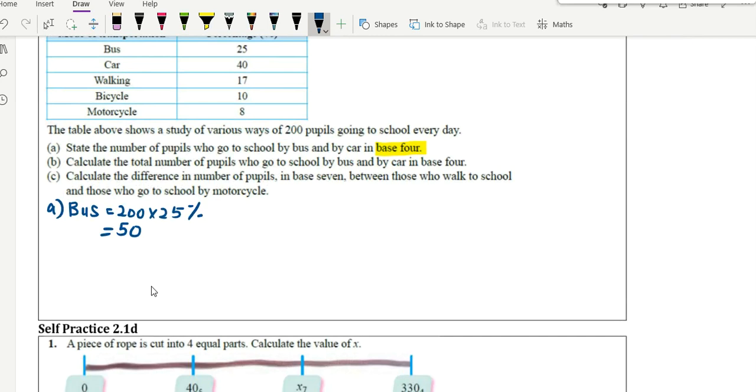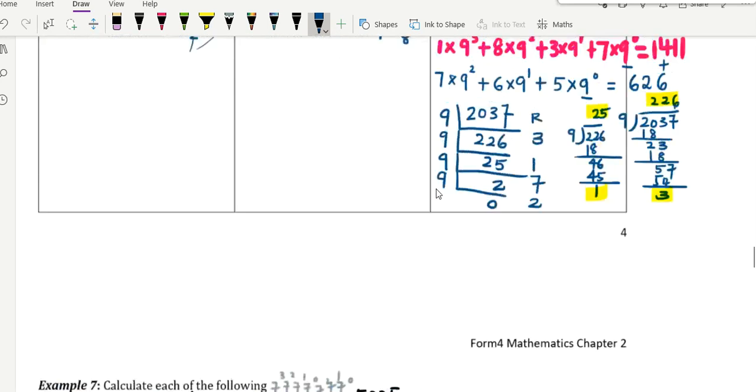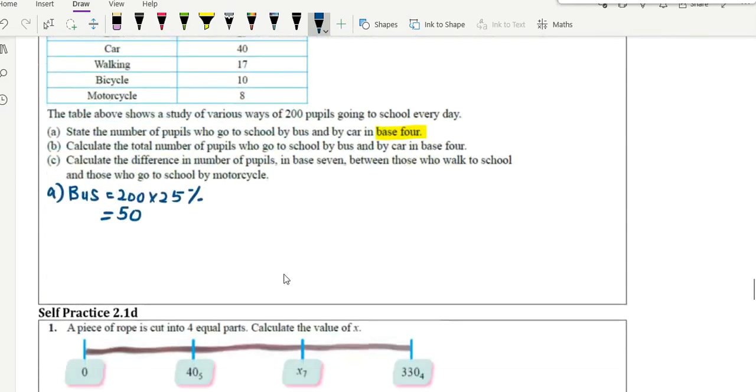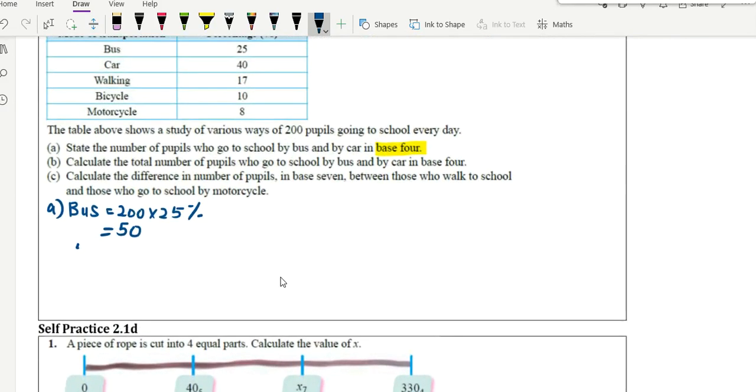You want to convert from base 10 to base 4, remember here. From base 10 to base 4, you have to divide. So 50 divided by 4, you get 12, remainder is 2. Then 4 into 12 is 3, remainder 0, and 4 into 3 is 0, remainder 3. So your answer, from bottom up, equals 302 base 4.